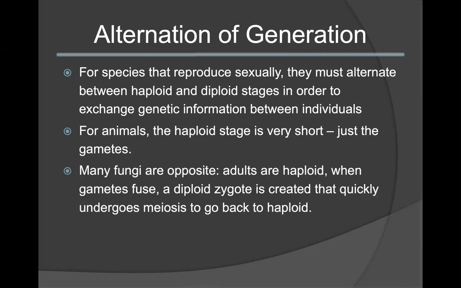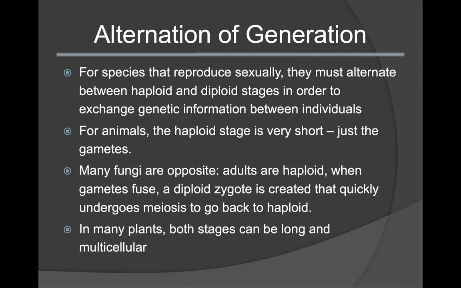However, many fungi are actually the opposite, such that the adults are considered to be haploid, and when the gametes fuse, a diploid zygote is created quickly that undergoes meiosis to enter back into the haploid state. In plants, both of these stages, haploid and diploid, can be very long, and some can even be multicellular. This means that there are a wide variety of strategies that different organisms can put into place to increase their genetic variability and to reproduce.